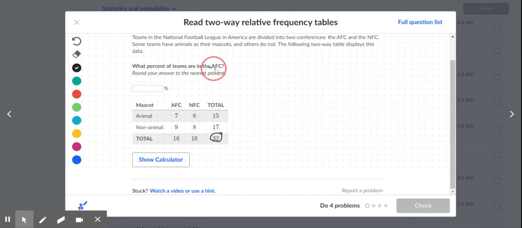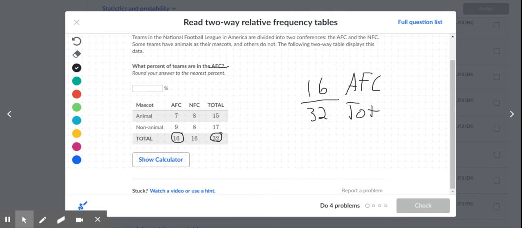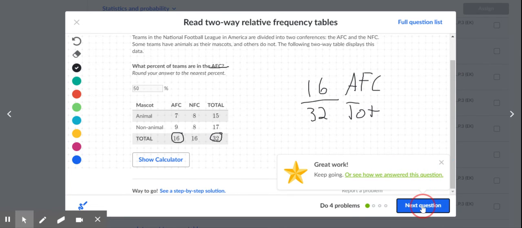are in the AFC? So AFC, how many teams are in the AFC? 16. All right, so we have 16 teams in the AFC divided by 32 teams total. That's 50%. Right? That's a pretty easy one. 16 out of 32 total. Let's do a different question.